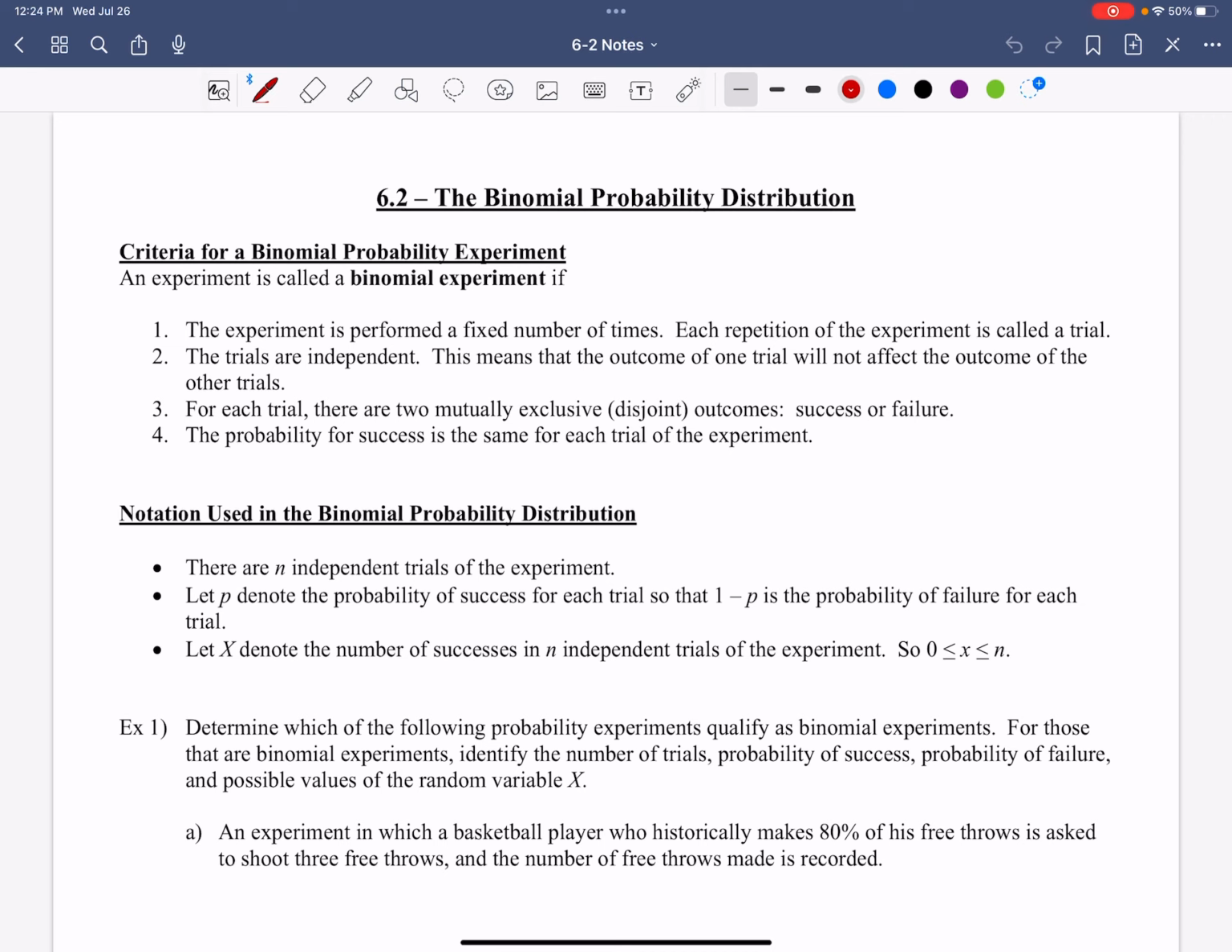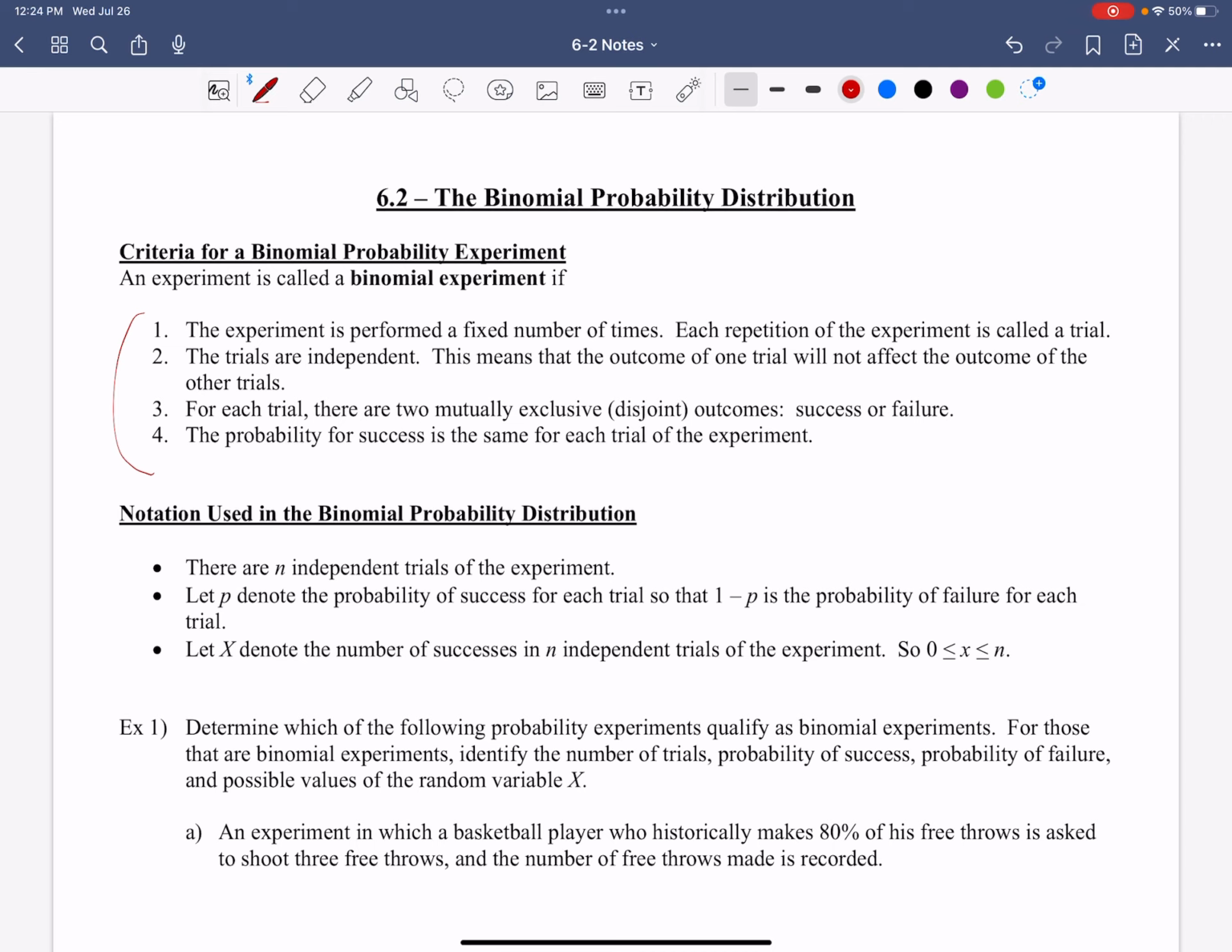It's not a binomial experiment. Boom, you're done. It has to be a binomial probability experiment in order to be a binomial probability distribution. Crazy, right? Okay. So it has to meet these 4 criteria. Once those criteria are met, then I can look at the probability distribution.